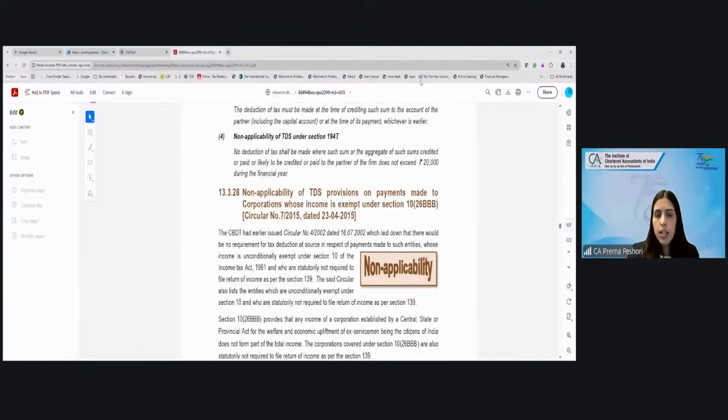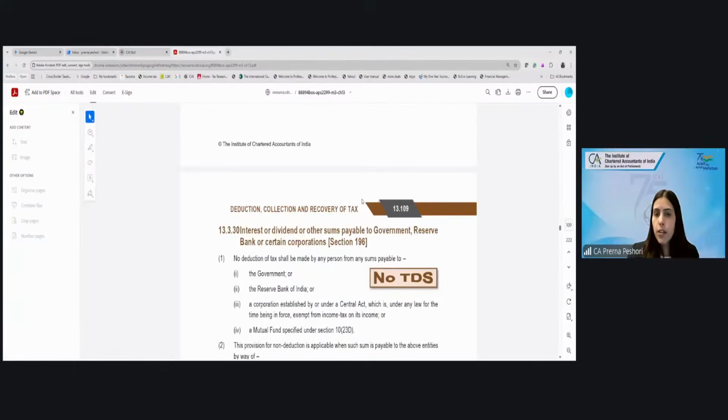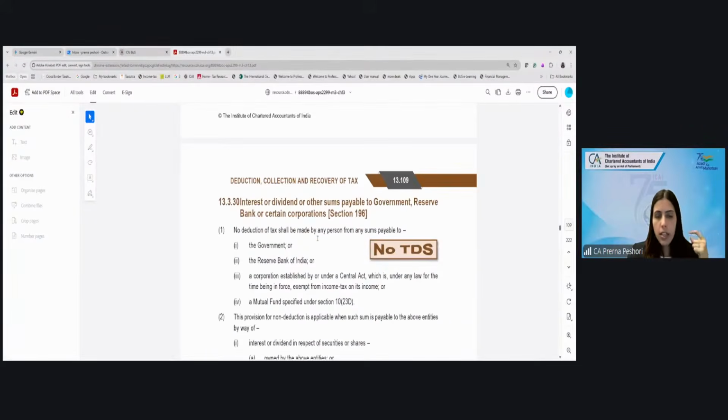Okay. Next one is section 196, interest or dividend or sum payable to government. In these cases, there will not be any TDS. Okay. So this completes your TDS provision.